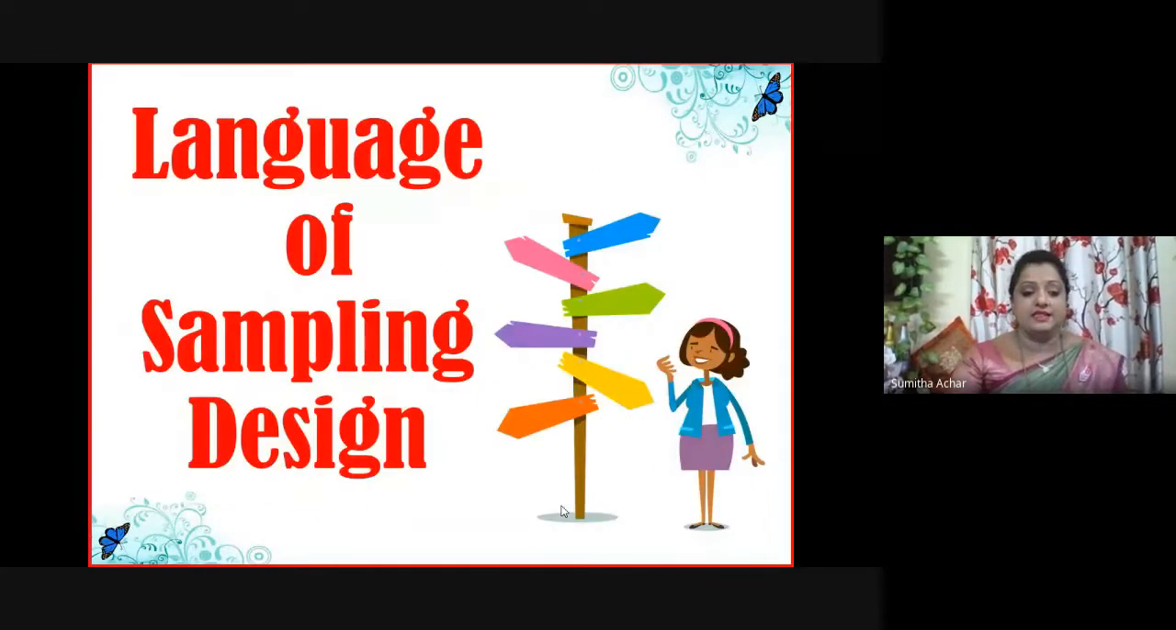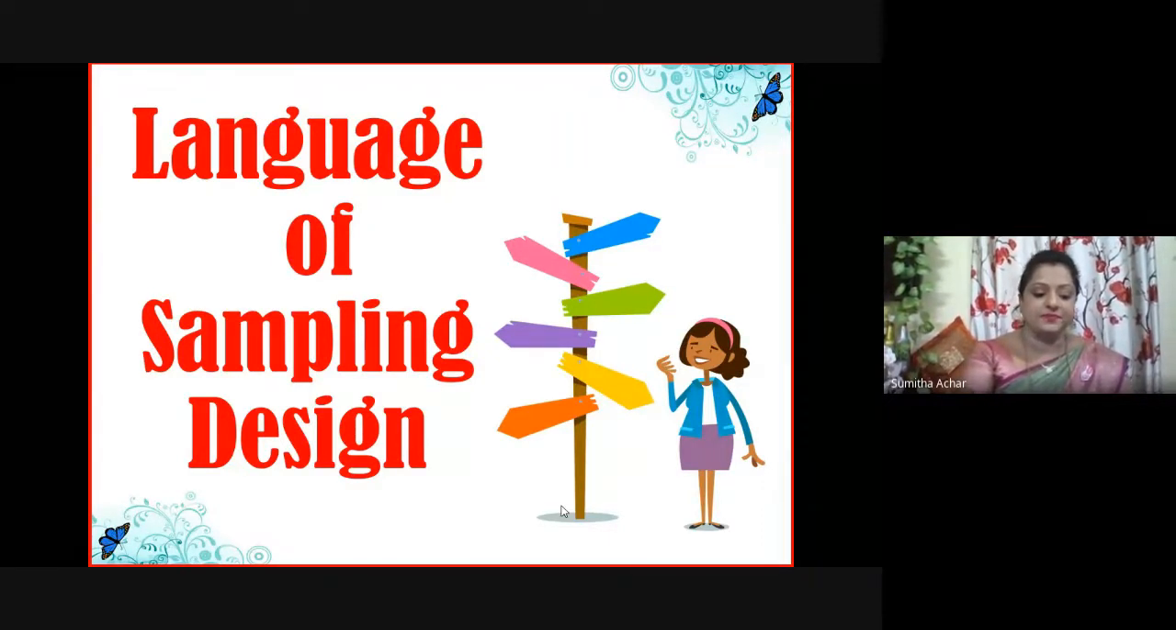Now, having said this, to know all these things, first, as a researcher, one must know the language of a sampling design. Now, tell me, what can be the language of a sampling design? You can type it in the chat box. What can be the language of a sampling design here? What concepts can come under the language of a sampling design?